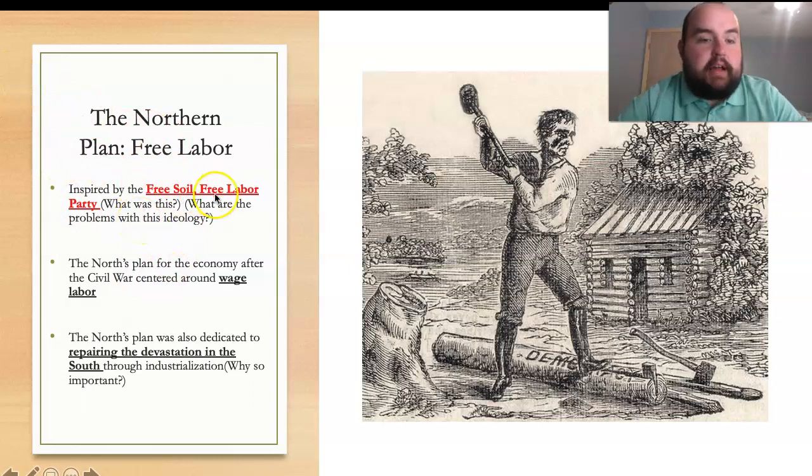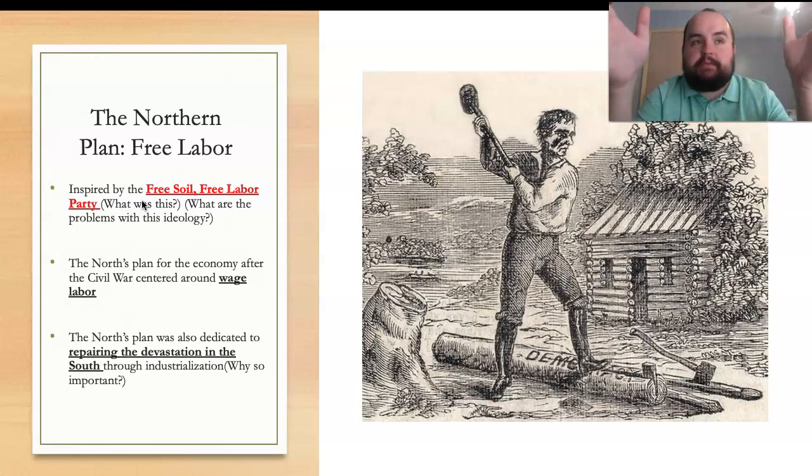For example, a lot of the Free Soil, Free Labor Party individuals also supported something called the Back to Africa movement. They didn't want African American equality. They wanted to get rid of slavery, get white people into wage labor jobs, and send African Americans back to Africa so they wouldn't compete for those jobs. So they still didn't want black people to compete for their jobs.